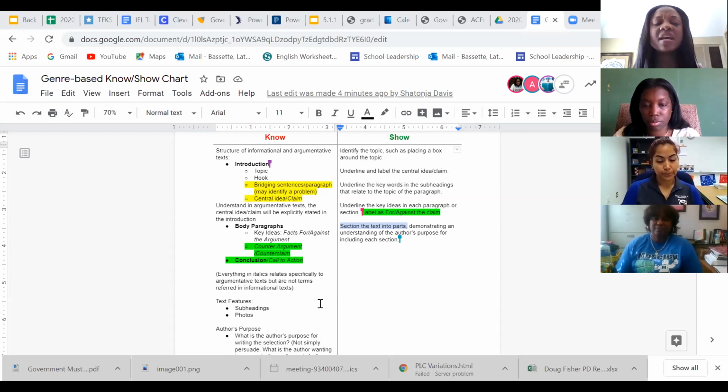Because some texts start off with a story and the students get stuck on the story, not recognizing that's not the central idea, that's a hook. Why is he talking about this story? So you want to make sure that the students understand how the introduction is structured.